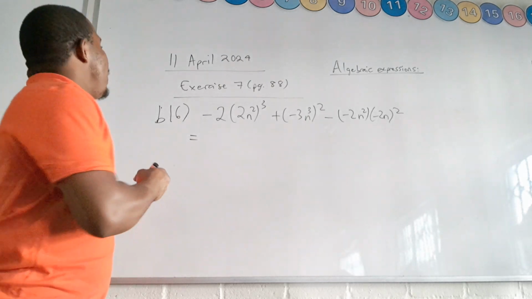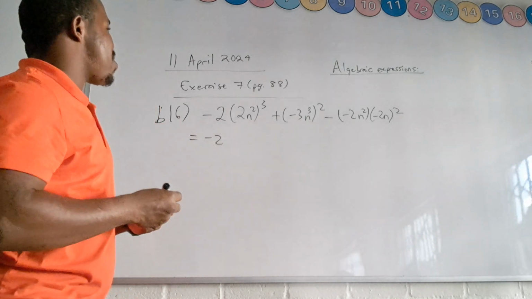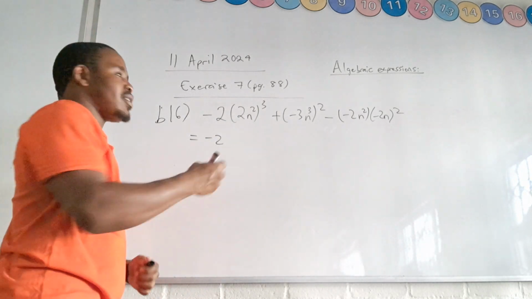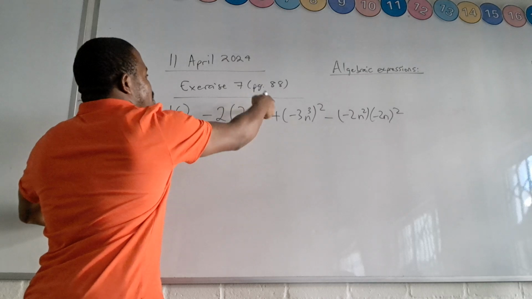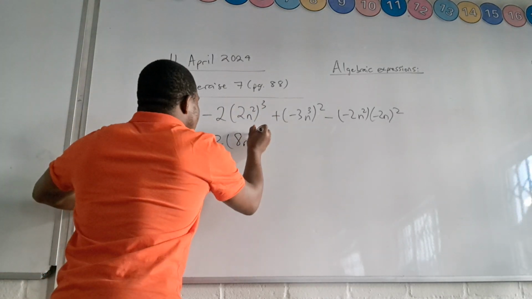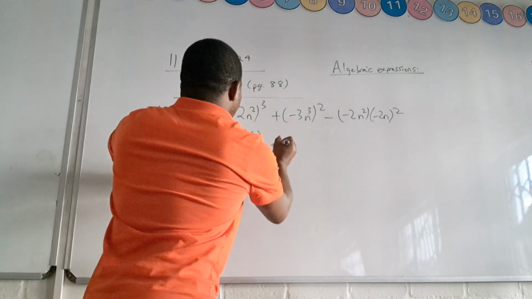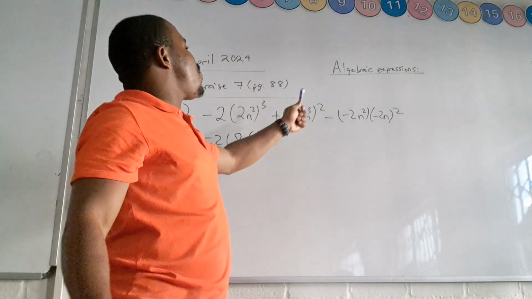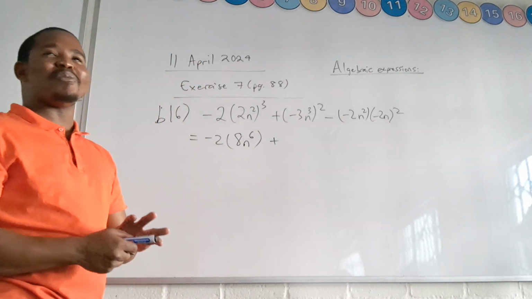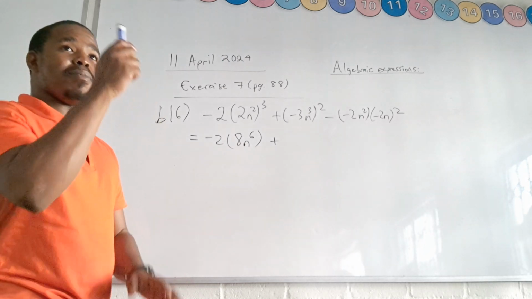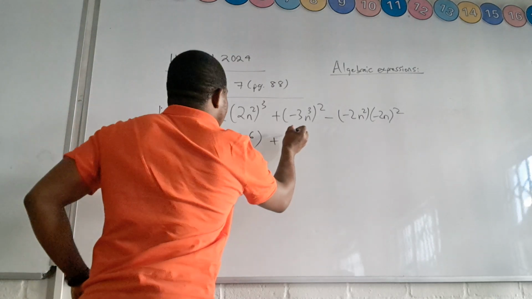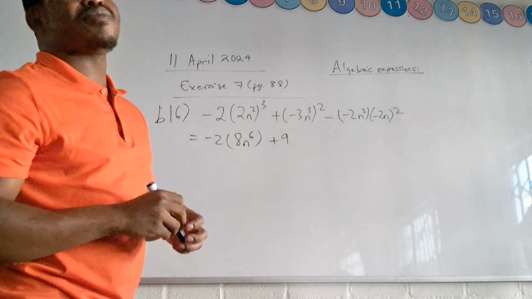Let's go for this one. So -2, I'm going to leave that. Now let me simplify what's in the brackets. So 2 cubed is 8. N squared cubed is n to the power of 6 because n to the power of 2 times 3 is n to the power of 6. Great. So, plus, -3 squared is what? Remember, -3 squared is -3 times -3, so it's positive 9. And then n to the power of 2 raised to the power of 2.